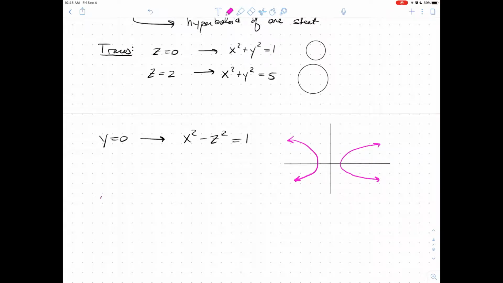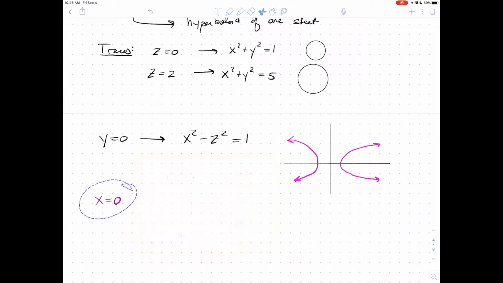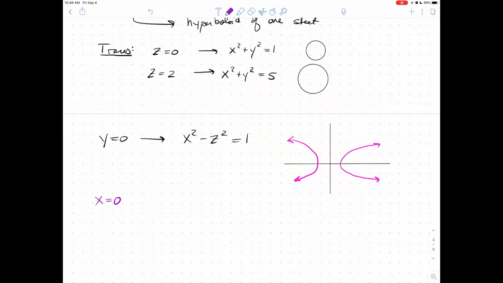And then if you want to check x equals 0, I don't think I want to work in pink. Let's change that. Let's make it purple. Okay, so when x is 0, whoa, there we go. When x is 0, I get y squared minus z squared equals 1. So exactly the same equation.